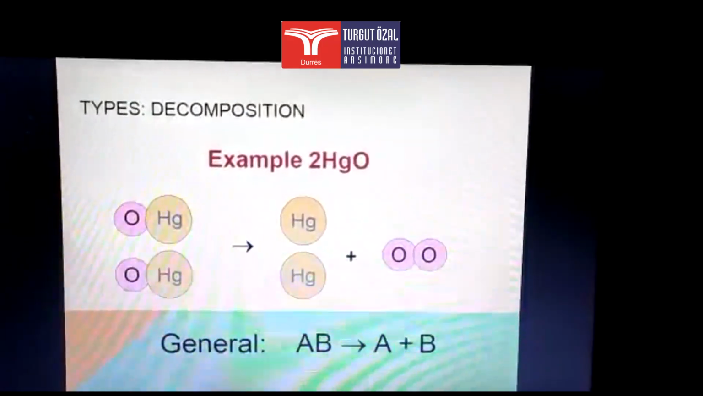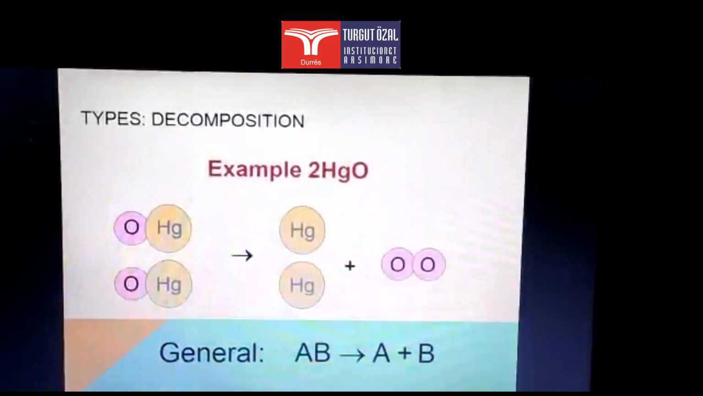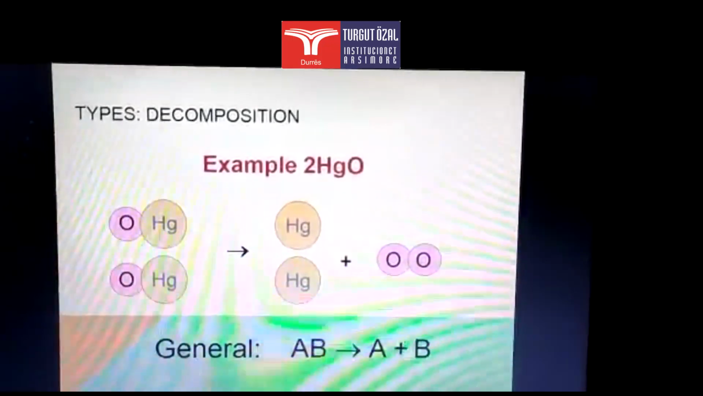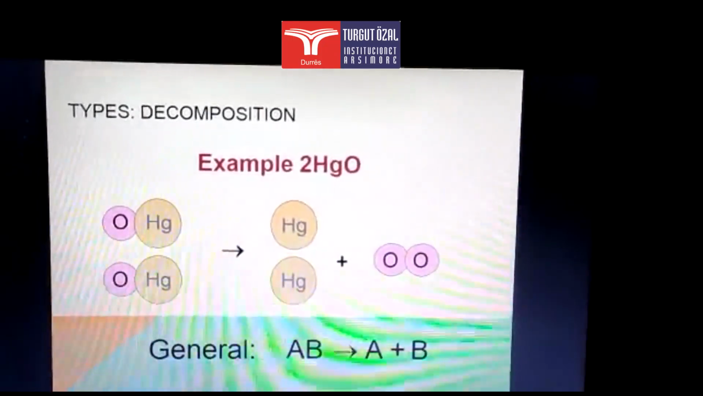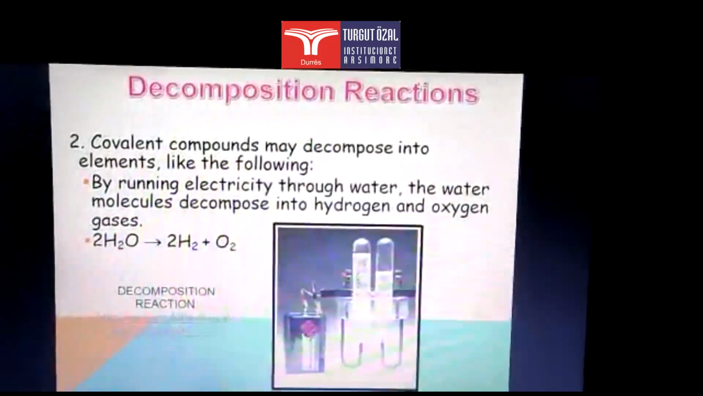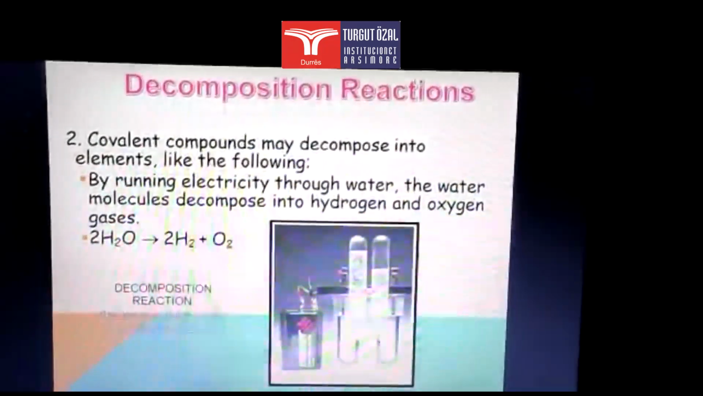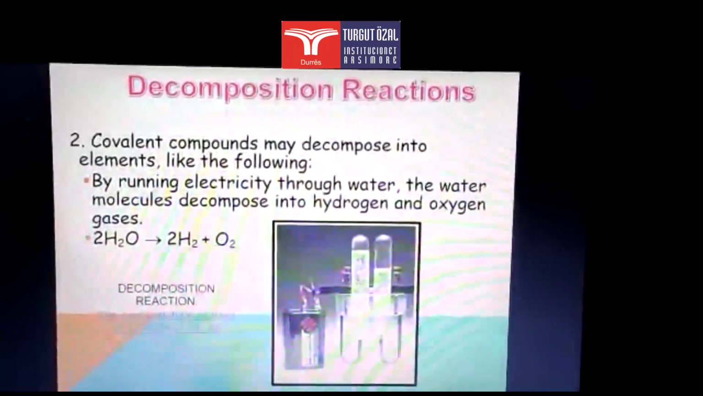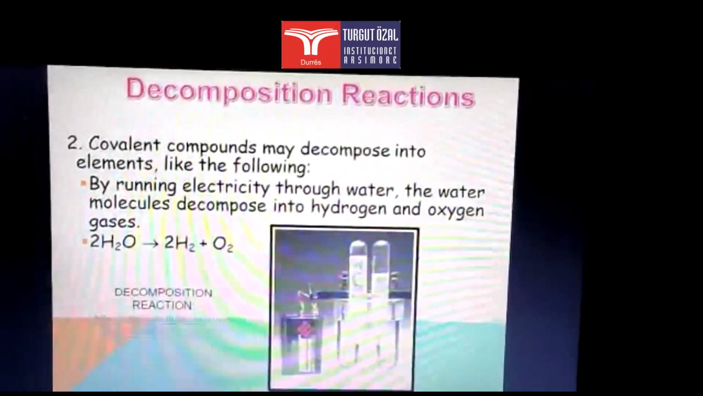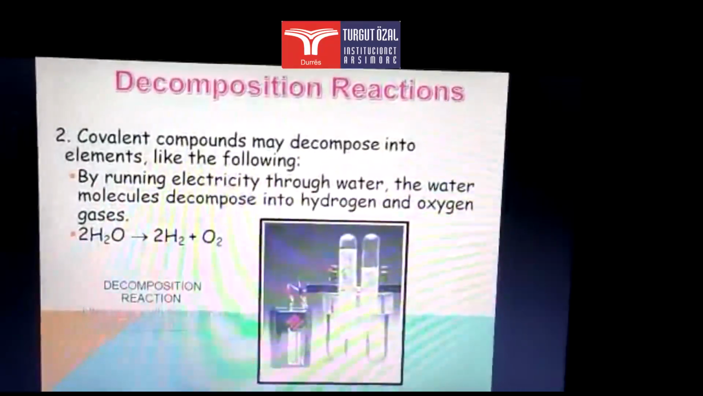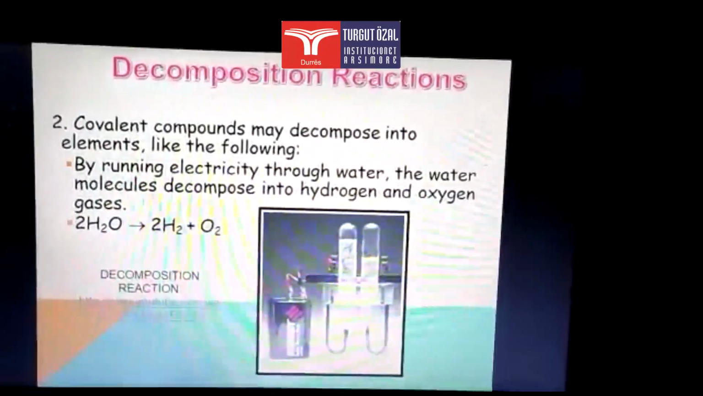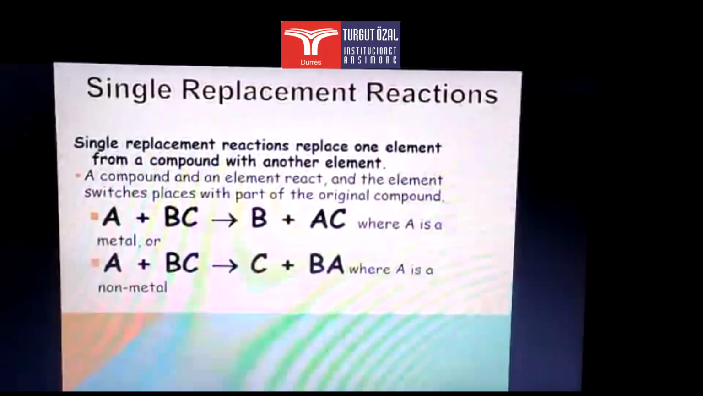Another example is mercury oxide. We have two molecules of mercury oxide, which give two molecules of mercury and one molecule of oxygen. So AB gives A plus B. Covalent compounds may decompose into elements like the following. By running electricity through water, the water molecules decompose into hydrogen and oxygen gases. H2O gives H2 plus O2. We have a video from YouTube showing the decomposition reaction. You can check it.